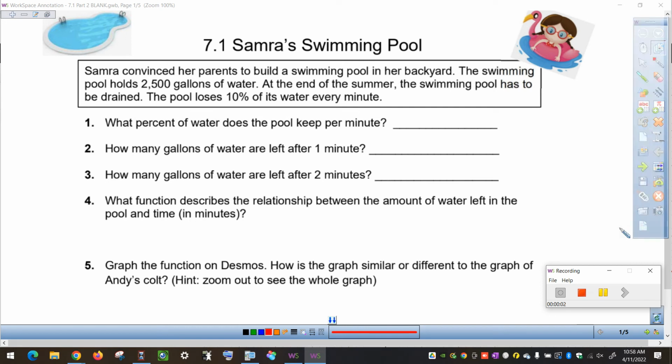So our context for today, our story is about Samra's swimming pool. I think she sounds very lucky because she convinced her parents to build a swimming pool in her backyard. Now the swimming pool holds 2,500 gallons of water, and at the end of the summer, that swimming pool has to be drained. And the pool is going to lose 10% of its water every minute.